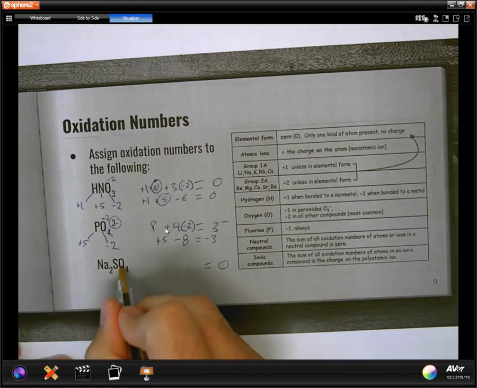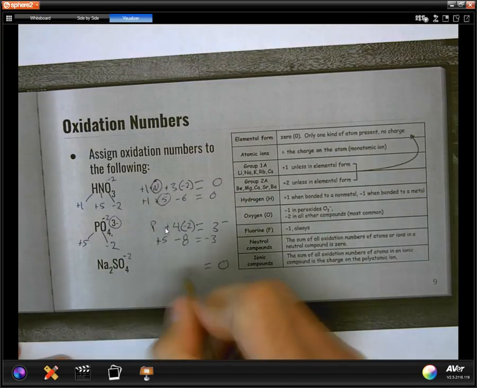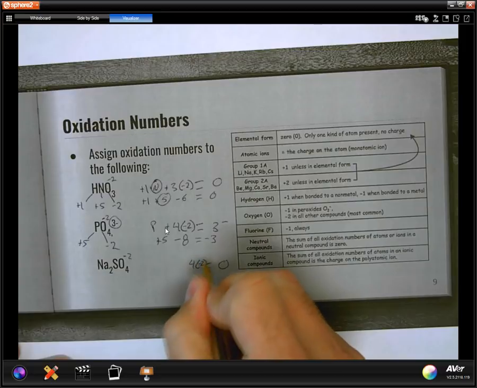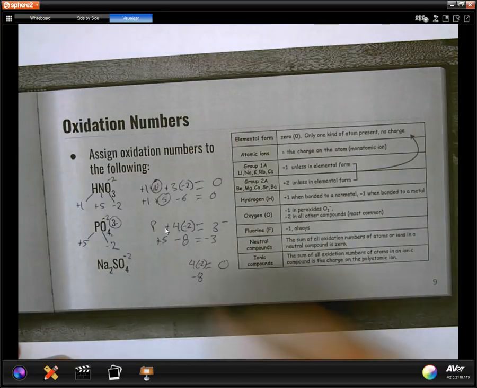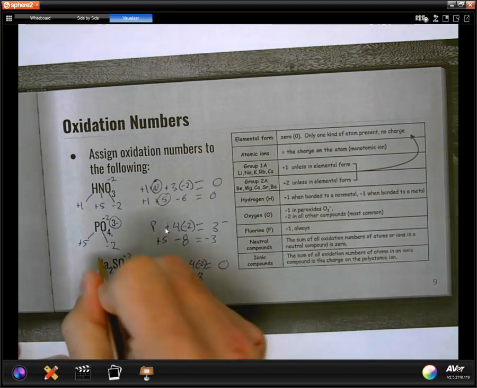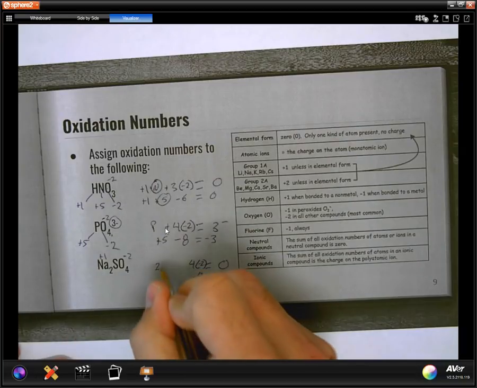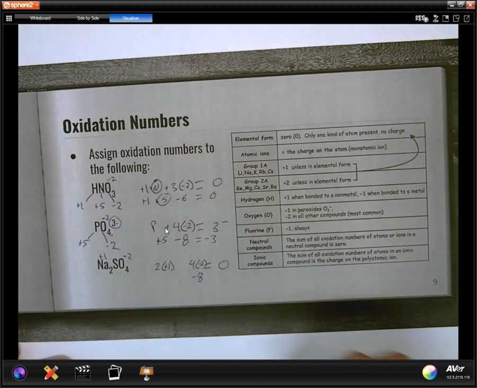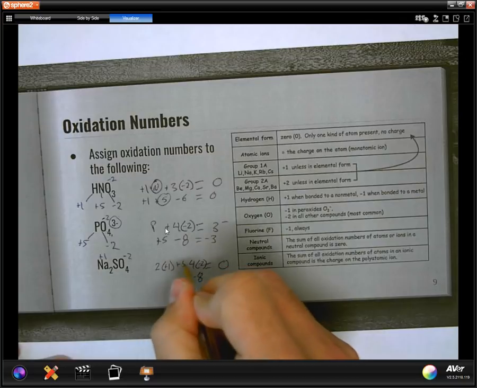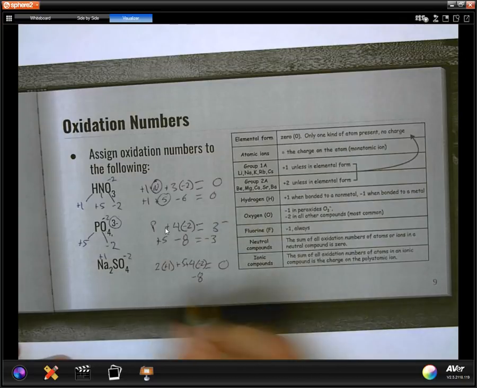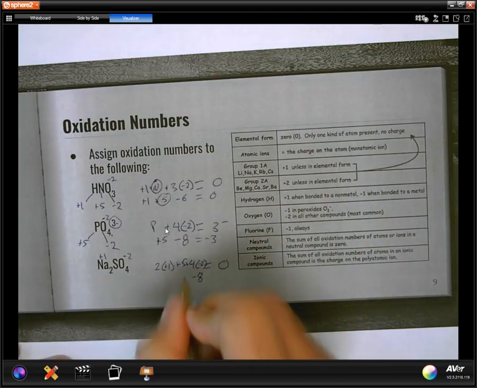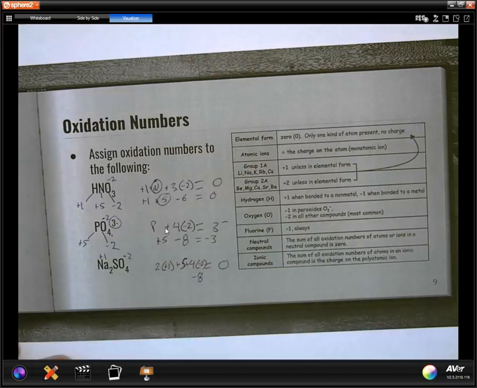Last one, again, we're going to start with oxygen. I have 4 oxygens times -2. So that gives me a -8 charge overall. I know sodium is going to be a +1. He will always be a +1. And so now I'm just trying to figure out, well, what's this sulfur here? What is this unknown sulfur oxidation number?